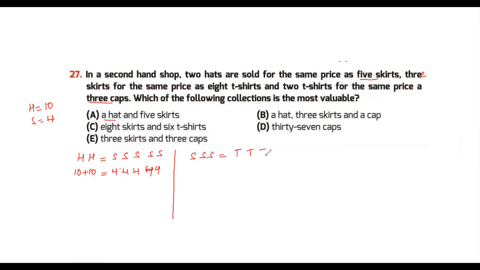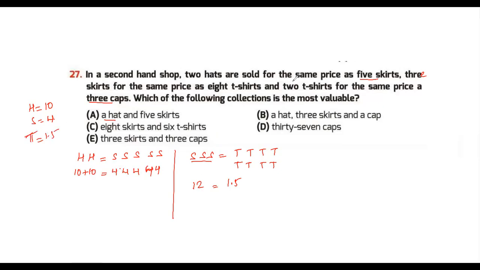8 t-shirts. So 4 times 3 is 12, and you have 8. So 12 divided by 8 will be 1.5. So each t-shirt is 1.5. Let's just write T. So each t-shirt is 1.5 and the skirt we have already said to be 4.